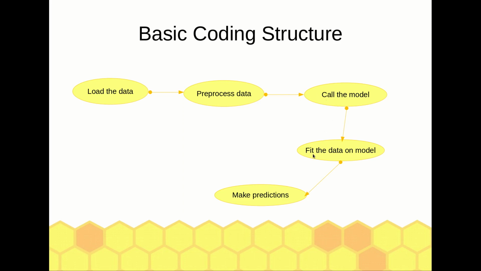So you just call the function and fit that pre-processed data on this model, and we call it a trained model. After this, we'll have a trained model, and we just make predictions on new data, whatever new data you give to the model. So this is the basic coding structure, and we're going to follow this basic structure in all of our videos.